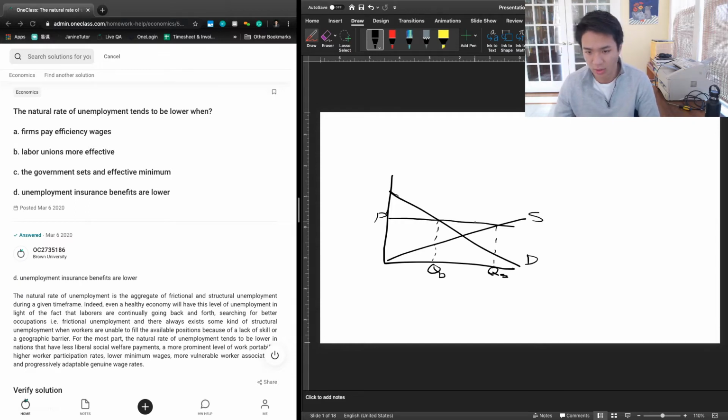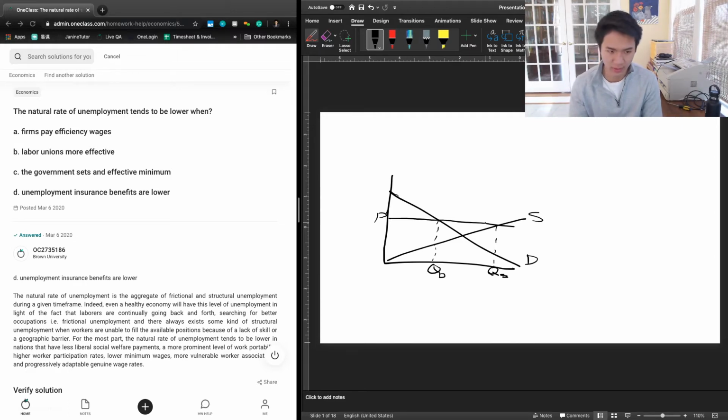And so this is going to cause us a shortage, and this kind of difference is going to be what we know is our unemployment. And so the question we ask is, what are reasons in which we might see the price level exceed the equilibrium in which there would be no structural unemployment?